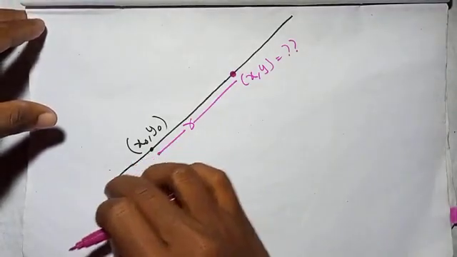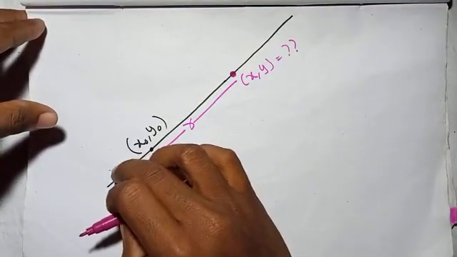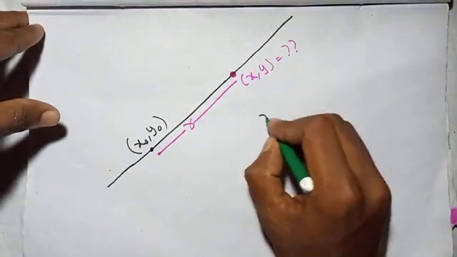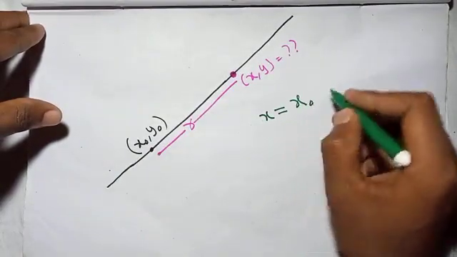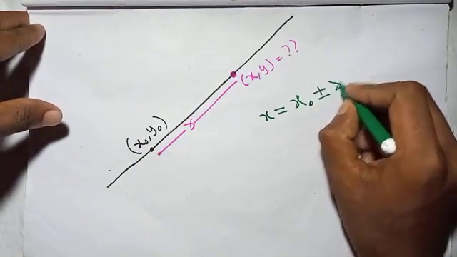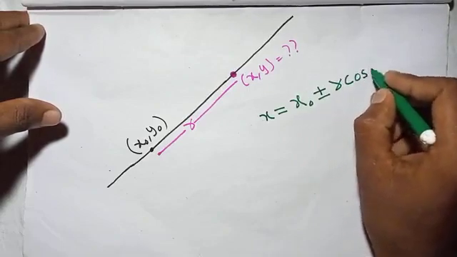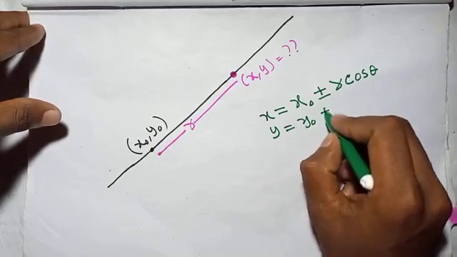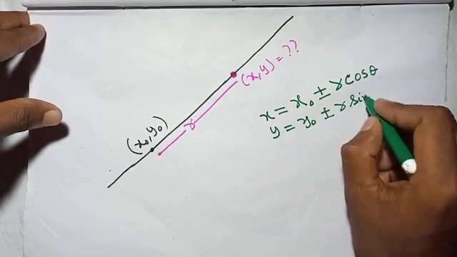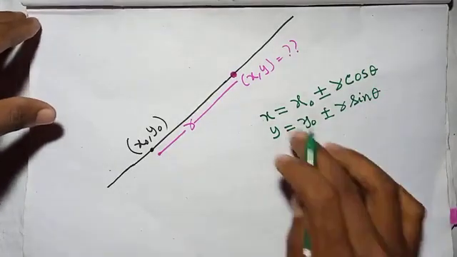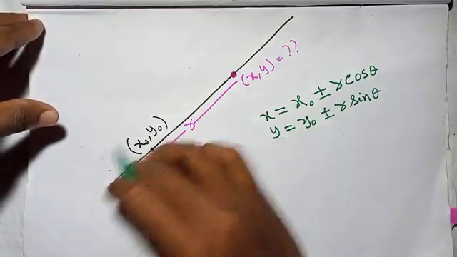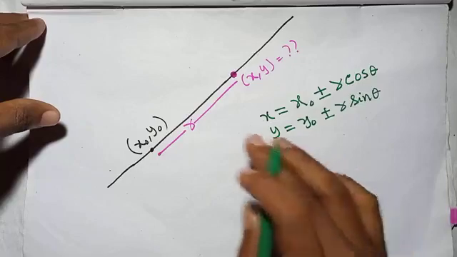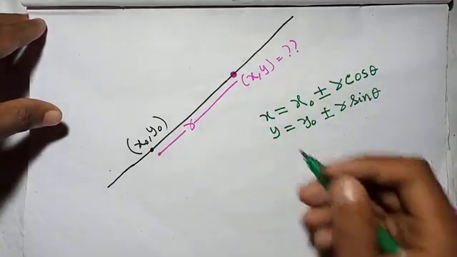The coordinate of any point on this line is given, in general, by x equals x naught plus or minus r cos theta, and the y coordinate is given by y naught plus or minus r sin theta. So this is the parametric coordinate of any point on this particular line. But the question is how to apply this formula correctly. So let's see that.